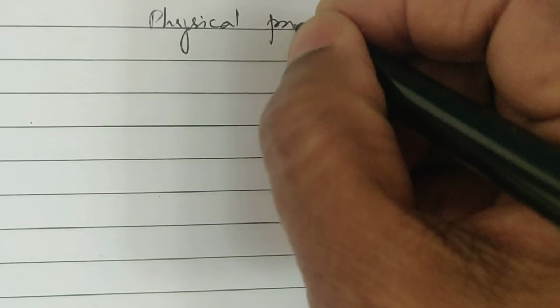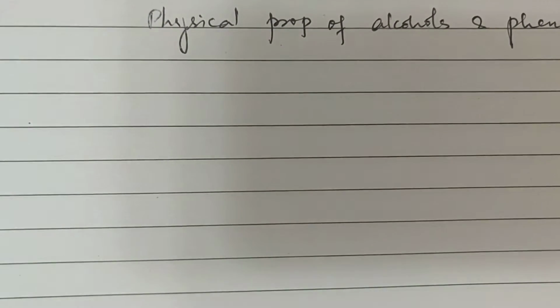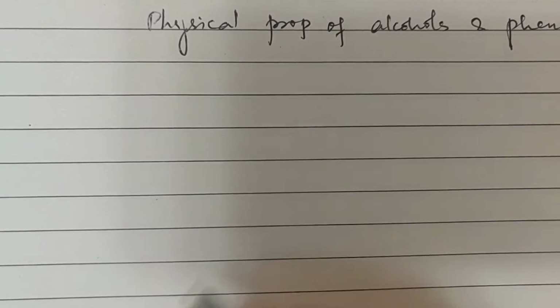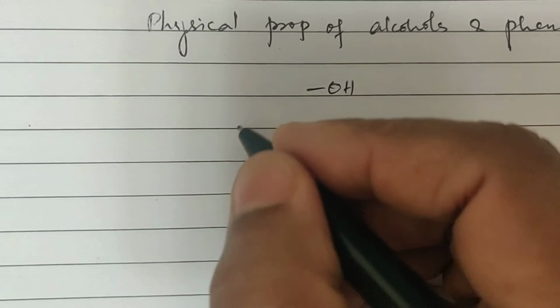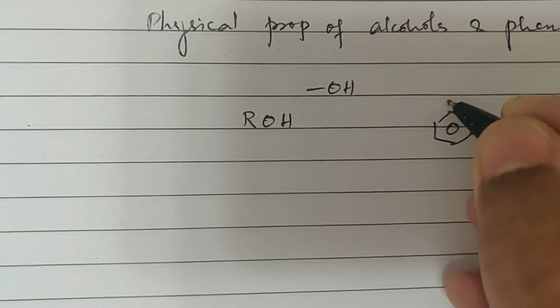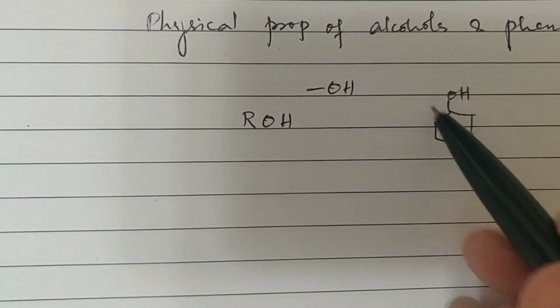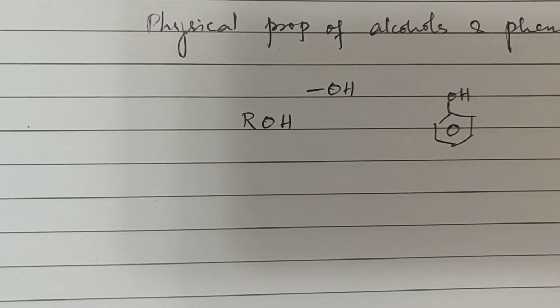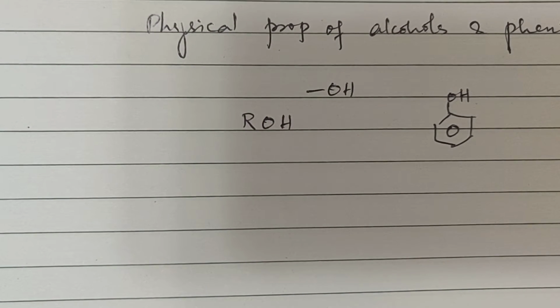Yes, children, let us see today physical properties of alcohols and phenols. Now, the properties of alcohols and phenols are mainly due to the hydroxyl group which is present. Like alcohol, you write it as ROH, and phenol, you put OH group on the benzene ring. So it is this alcoholic group, that is OH group, which is deciding the properties of alcohols and phenol.